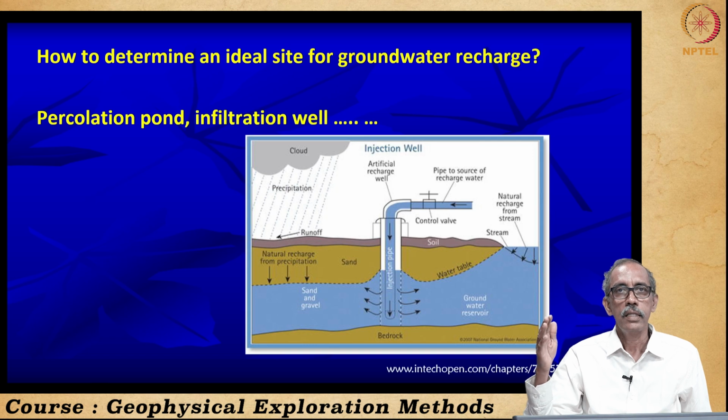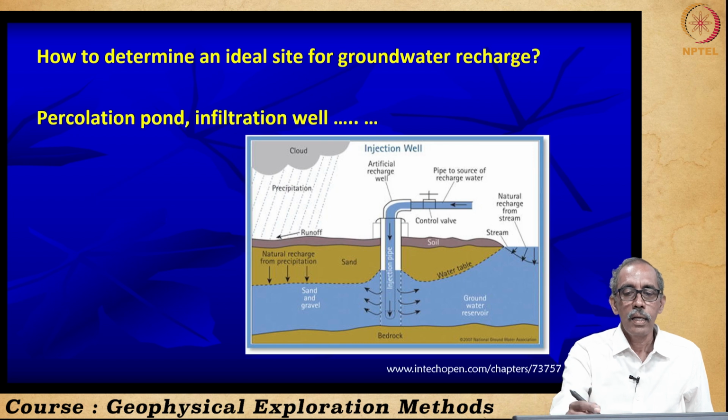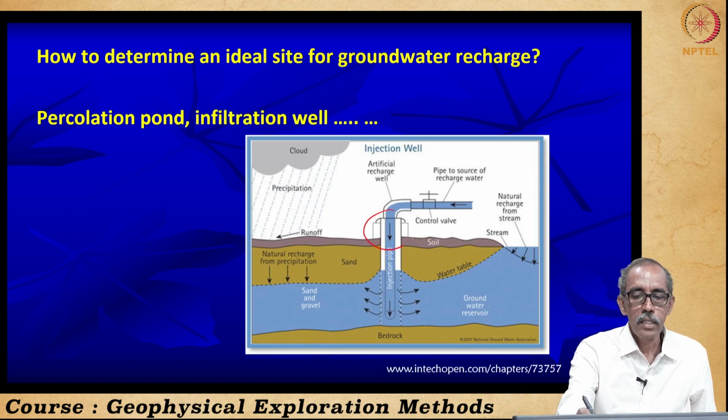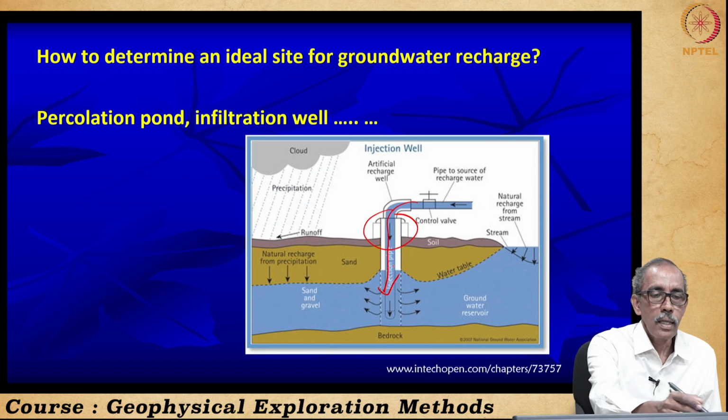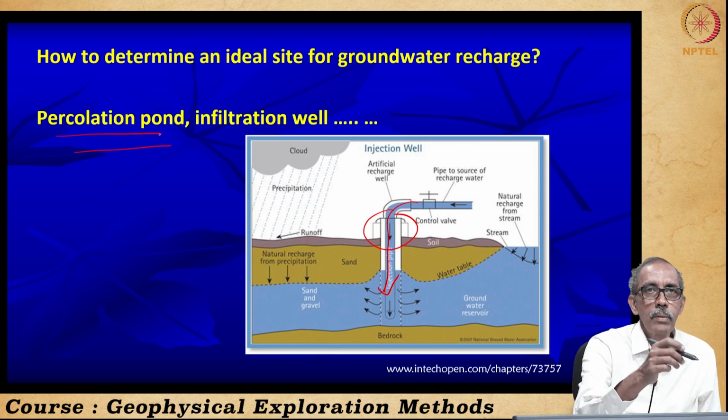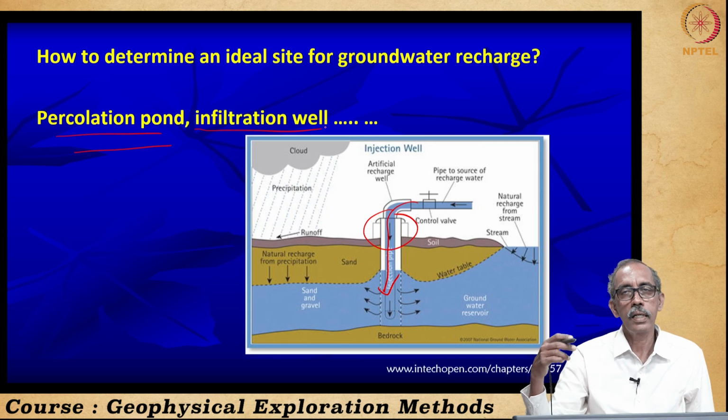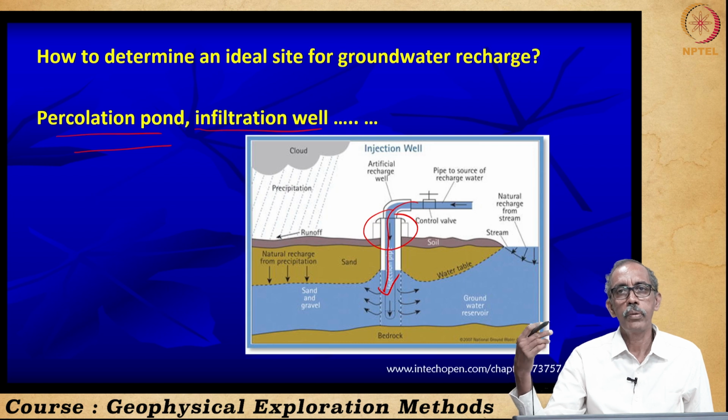Right? In this picture, we see an injection well. An injection well is located at this place to inject the excess fresh water into the aquifer. There are several other recharge systems. One can be a percolation pond or an infiltration well or a check dam and so on. How do you think the methods which we have learnt so far will help to identify a potential site?